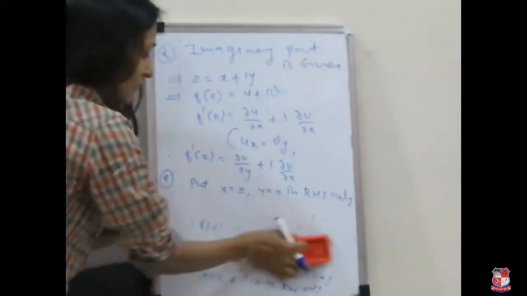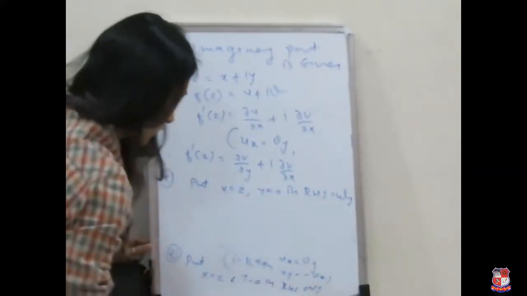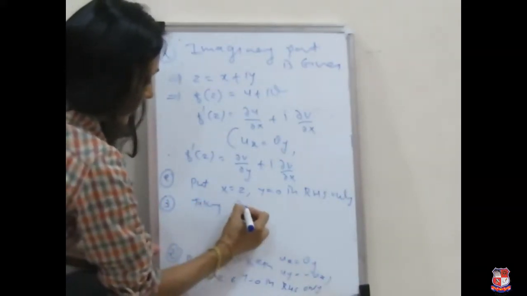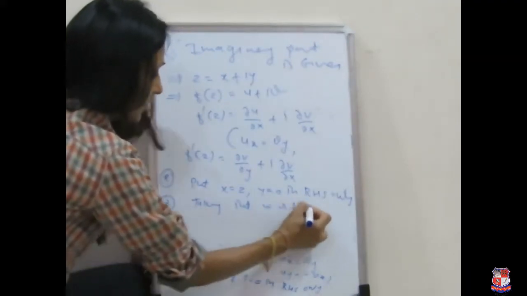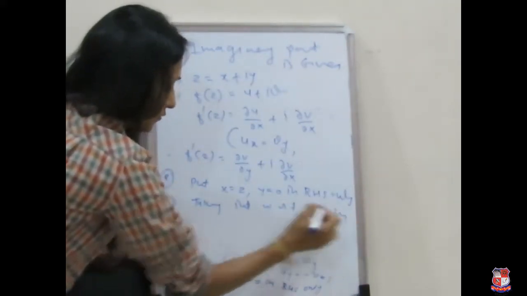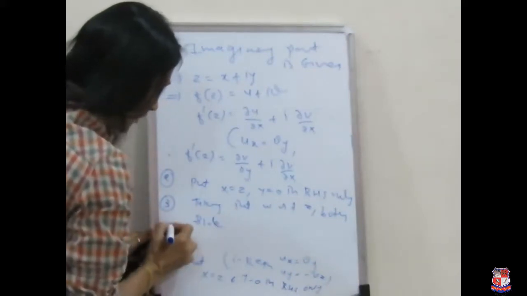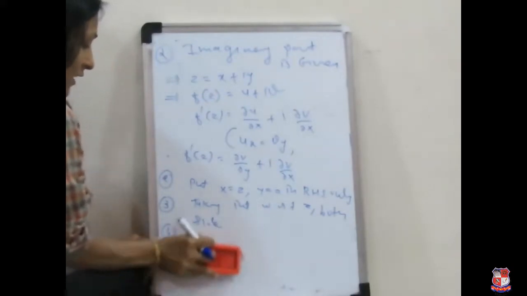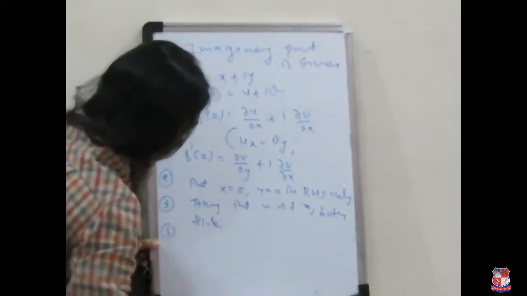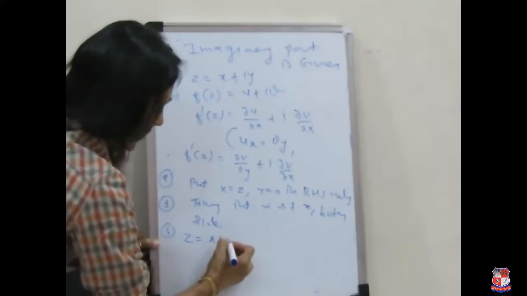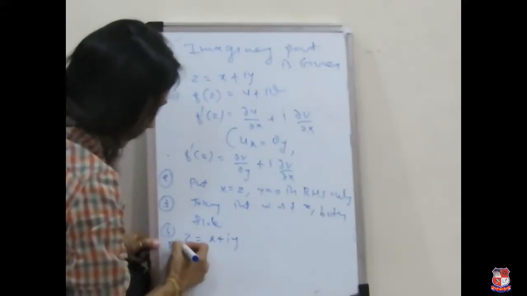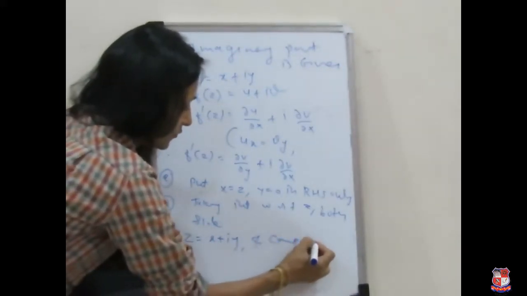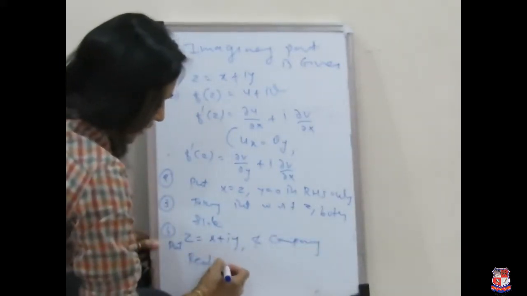Then same step, second step, put x is equal to z, y is equal to 0 in RHS only. Then third step is taking integration with respect to z both sides, and fourth, put z is equal to x plus iy and comparing the real and imaginary part both sides.